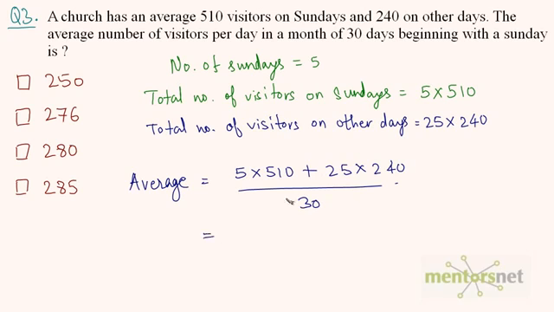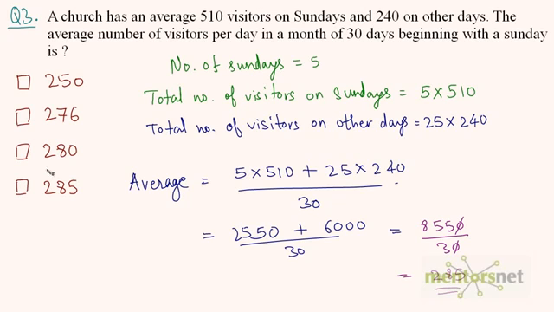So that will give us the average, the sum upon count, which is equal to 5 times 510 is 2550 plus 25 times 240 gives you 6000. We have to divide it by 30, which is equal to 2550 plus 6000 is equal to 8550 divided by 30. So 855 divided by 3 is equal to 285. So that's our answer. 285 visitors visit this church per day on an average.